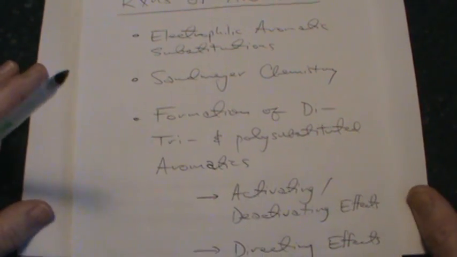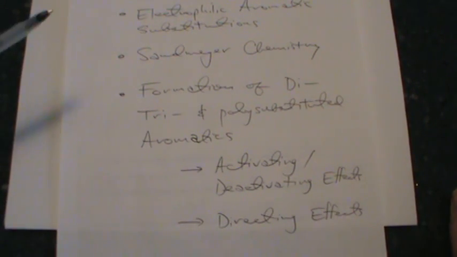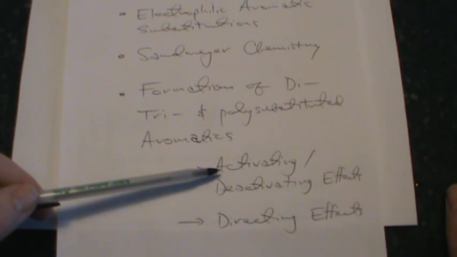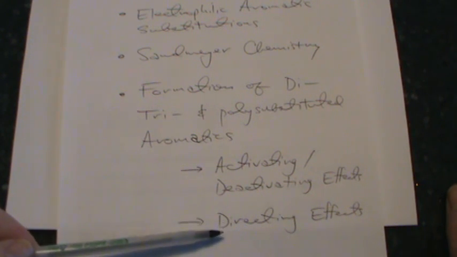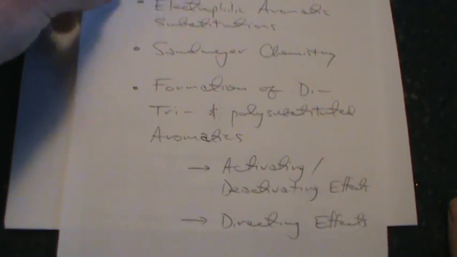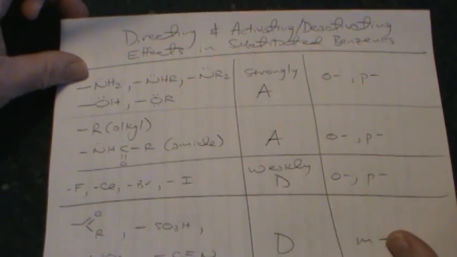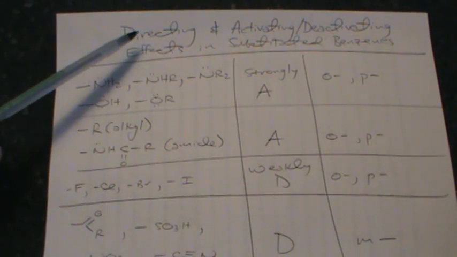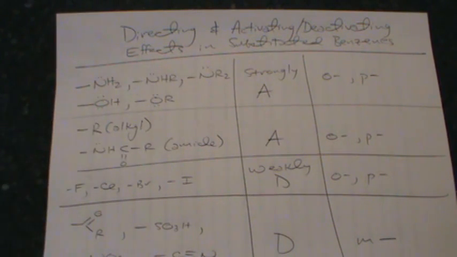Much of our discussion as we proceeded has been on the formation of di and tri and polysubstituted aromatics, and this is the part we're going to start with today in some detail. We want to appreciate what it means to be an activating group or a deactivating group, and also we want to learn how we're going to use these directing effects in order to achieve various syntheses. So let's first review the table that I gave you some time ago, where we have both directing and activating, deactivating effects summarized.